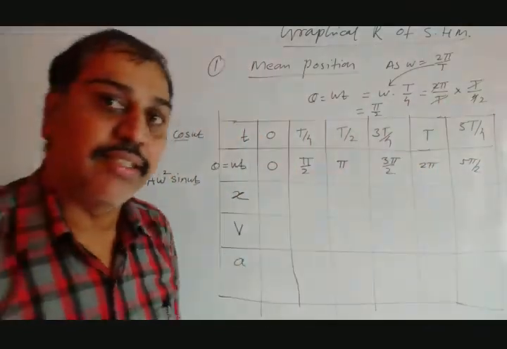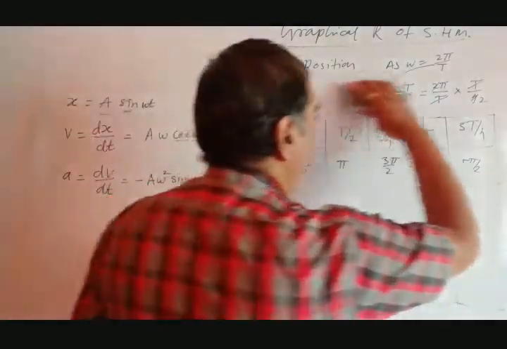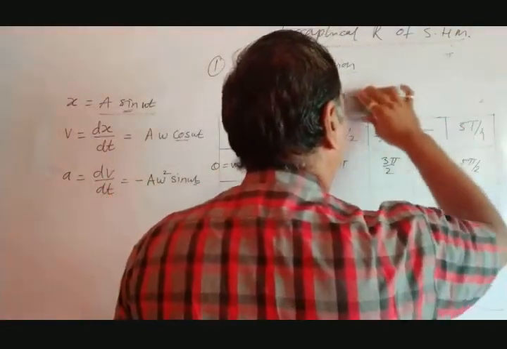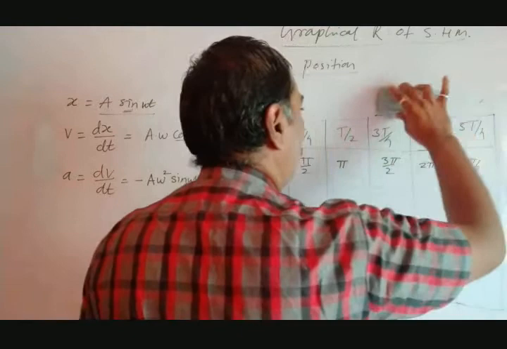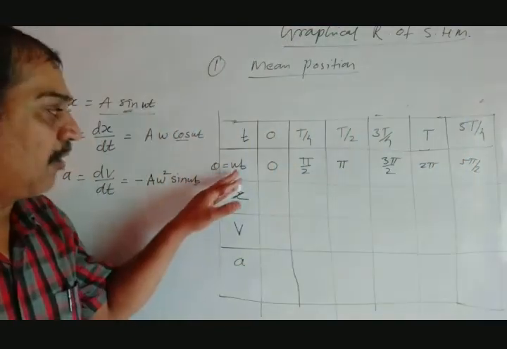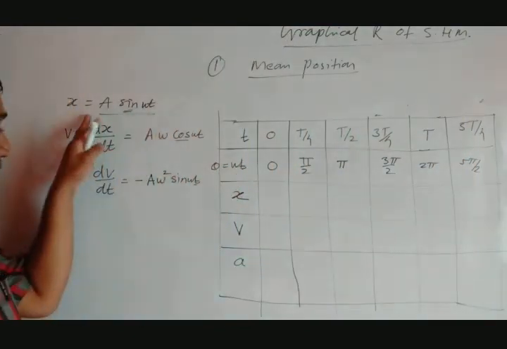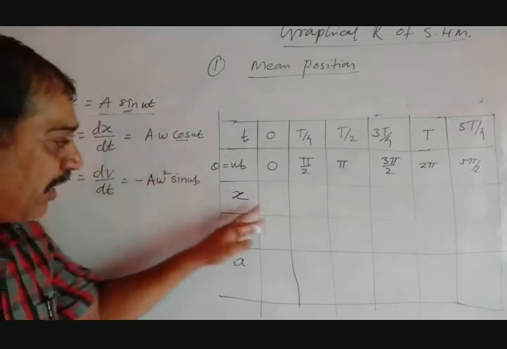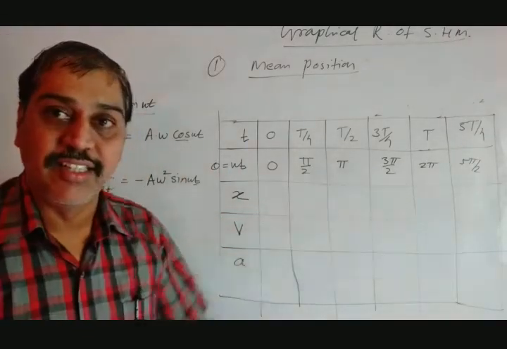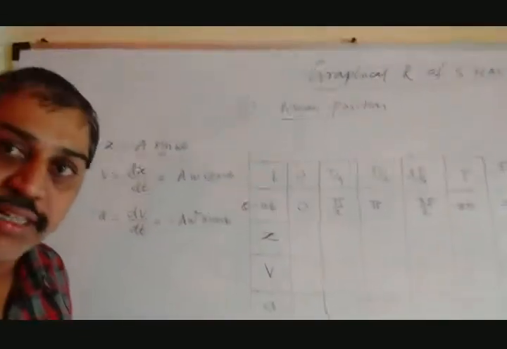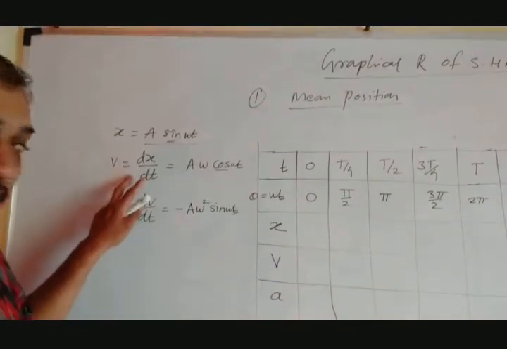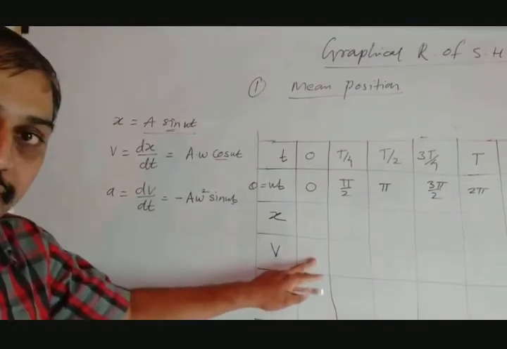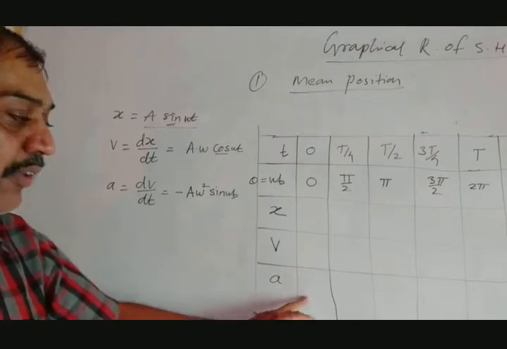Now apart from this, just write down the equation for displacement. Just put the value of theta or omega t in this equation of x. What we get? We get displacements. If you put the same values in the equation of velocities, you will get the velocities. In case of acceleration, we get acceleration.